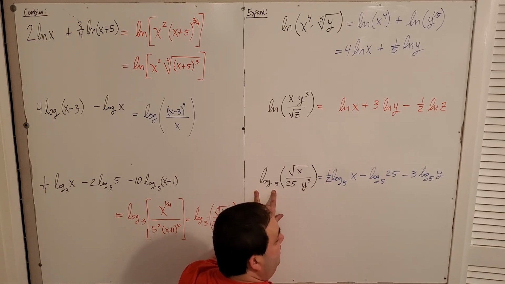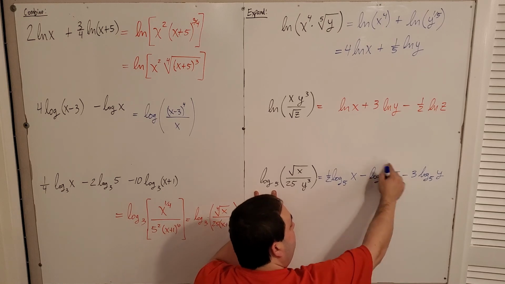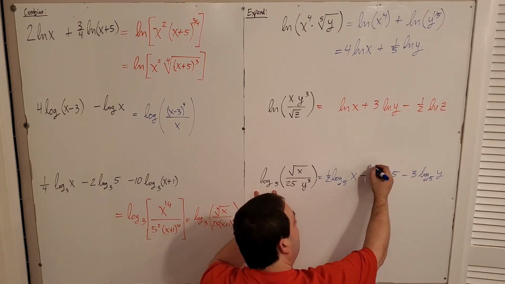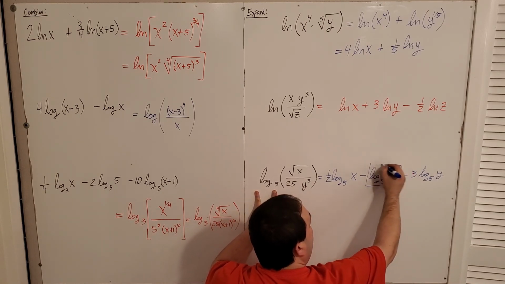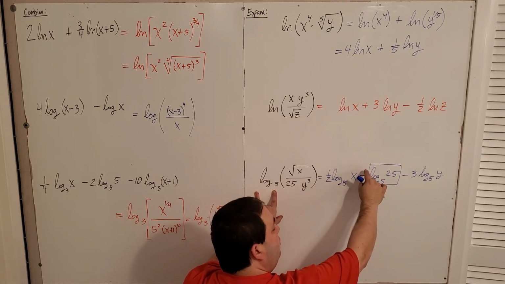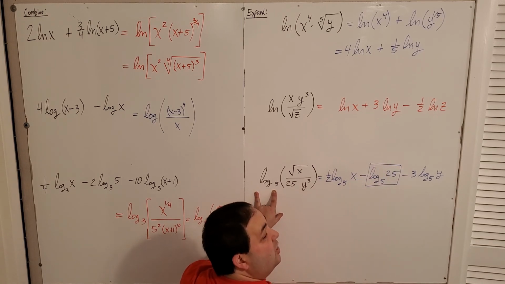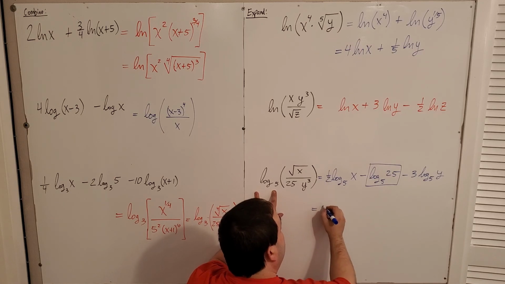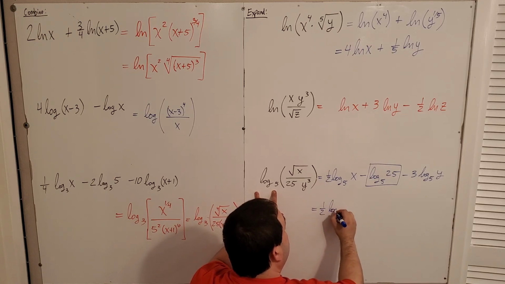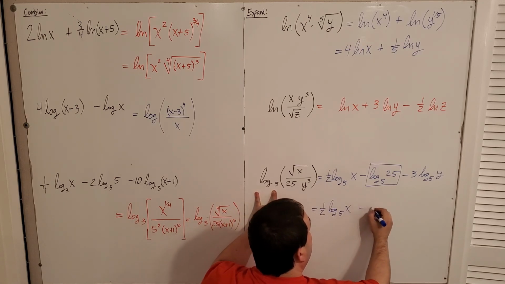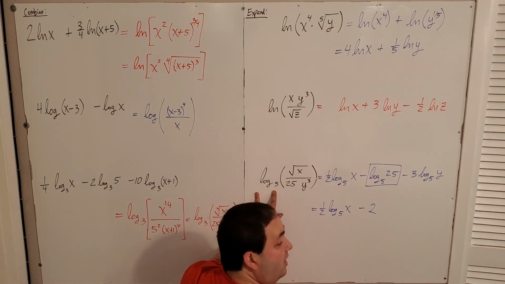Both of them are negative because they came from the bottom. Pay extra careful attention to the ones that have just numbers. They're going to expect you to simplify as much as possible. And if you can do the log base 5 of 25, you have to do it. So that means I really should be writing this, because the log base 5 of 25 is 2.